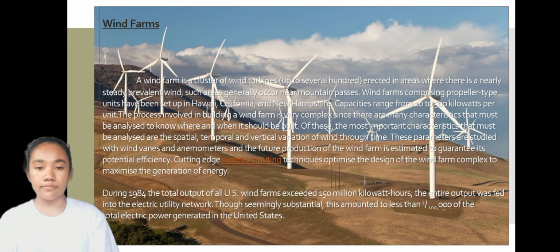During 1984, the total output of all U.S. wind farms exceeded 150 million kilowatt-hours. The entire output was fed into the electric utility network. Though seemingly substantial, this amounts to less than 1 over 100,000 of the total electric power generated in the United States.